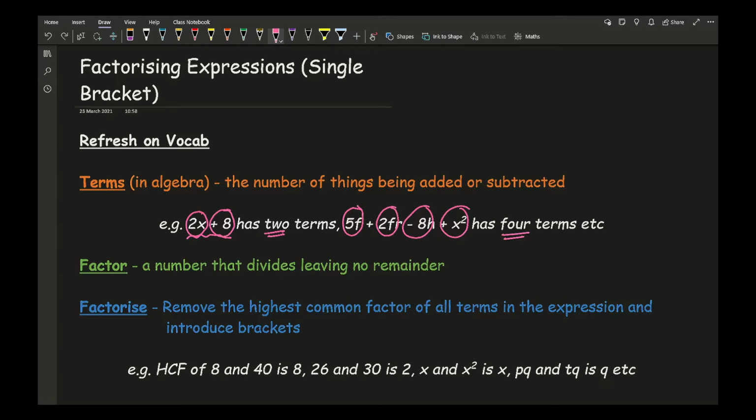And the word factorise is basically removing the highest common factor of all the terms in the expression and introducing brackets. So for example, here we've got 8 and 40. What is the highest common factor of these two numbers? Well, that's going to be 8. For 26 and 30, the highest number that goes into both 26 and 30 is going to be 2. And here, when we have x and x squared, in terms of the letters, what letter do they both have that we can divide both by? That will be x. And here, if we have pq plus tq, then the common factor is going to be q.